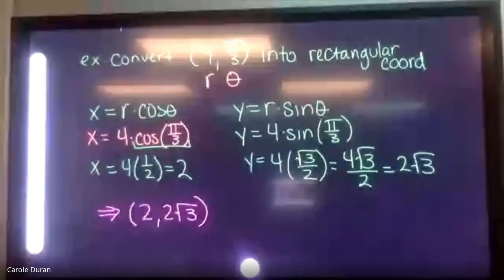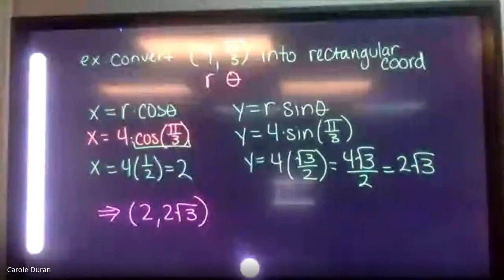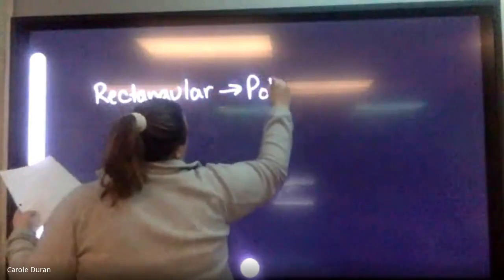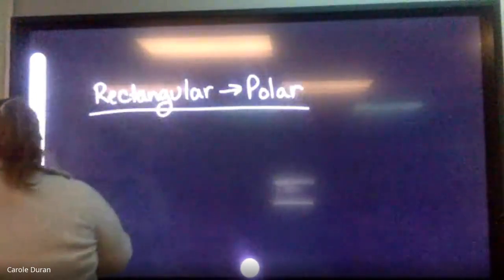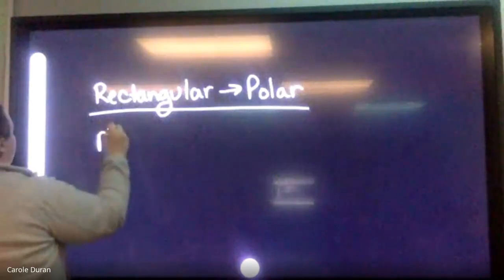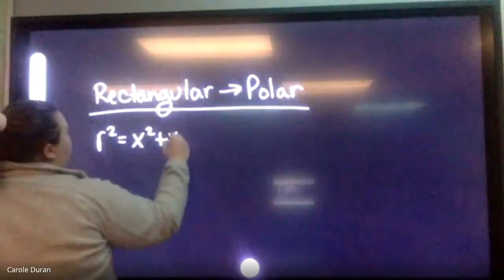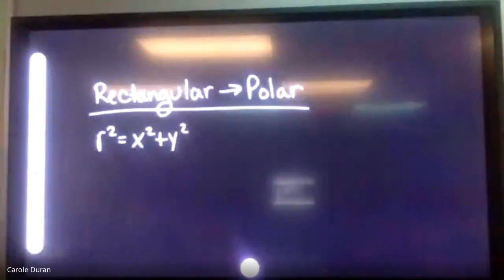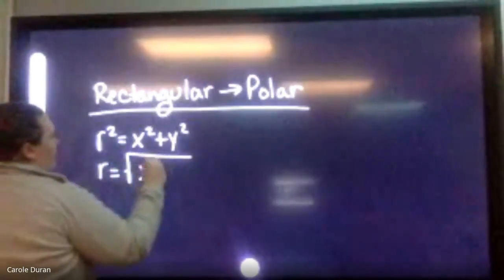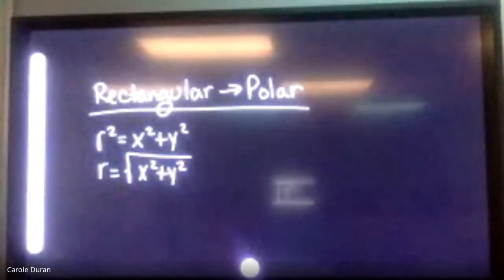So now, since we just went from polar to rectangular, let's go the other direction, and let's do rectangular to polar. So going from rectangular into polar, we're going to use that r squared is equal to x squared plus y squared. But I don't want to solve for r squared. I just want to solve for r. So if I simplify this, I get r is equal to the square root of x squared plus y squared. And that allows me to just plug it into my calculator really nicely.